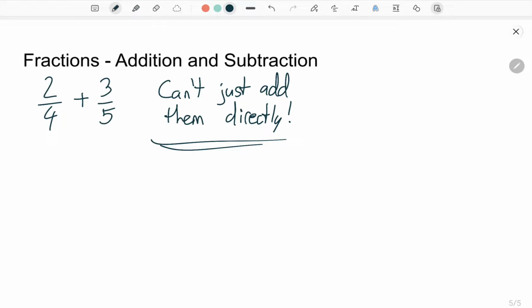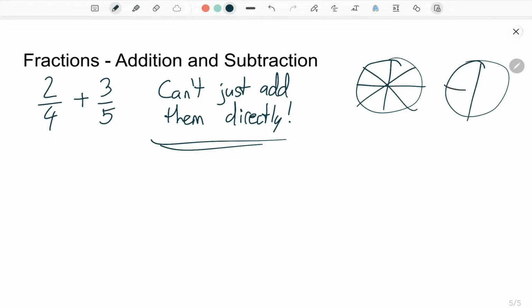If we want to add fractions, think of it like slices of pizza. If you want to share pieces of pizza, you want to make sure that the individual pieces of pizza you're slicing are the same size. It's never fair when you have a piece of pizza and one's sliced way bigger than the other and you're trying to split it up between people. You want to make sure they're the same size.